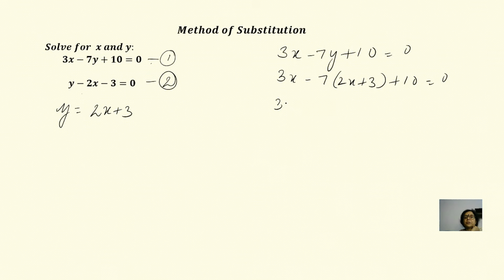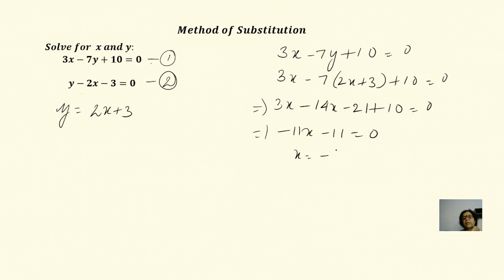So this becomes 3x minus 14x minus 21 plus 10 is equal to 0. So this becomes minus 11x minus 11 is 0. So ultimately x is equal to minus 1. Now we take the value of x as minus 1 and put it in the transformed equation number 2. So this becomes 2 into minus 1 plus 3, so y is equal to plus 1. So the solution is x is minus 1 and y is plus 1.